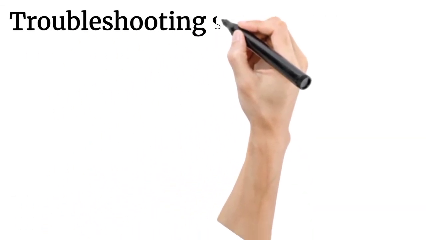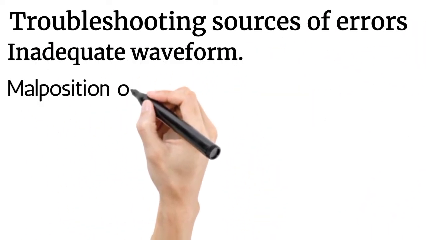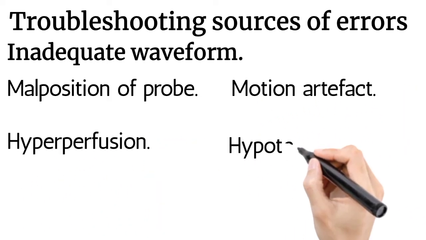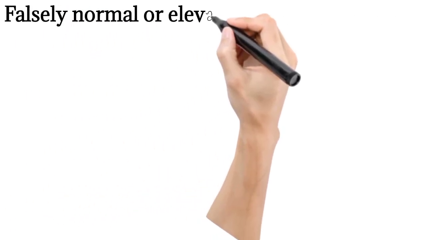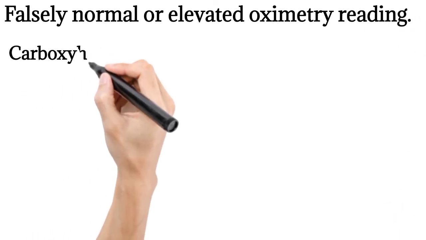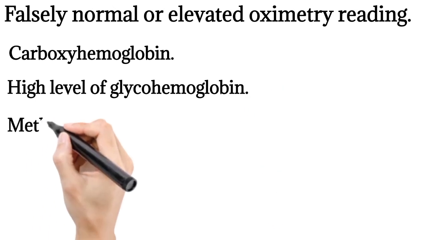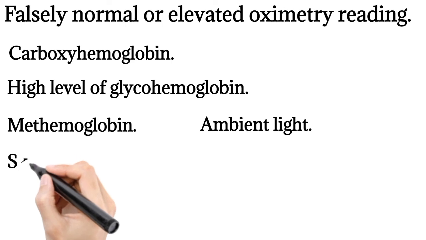Troubleshooting sources of errors. Inadequate waveform. Malposition of probe. Motion artifact. Hypoperfusion. Hypothermia. Skin pigment. Falsely normal or elevated oximetry reading: carboxyhemoglobin, high level of glycohemoglobin, methemoglobin, ambient light, skin pigment.